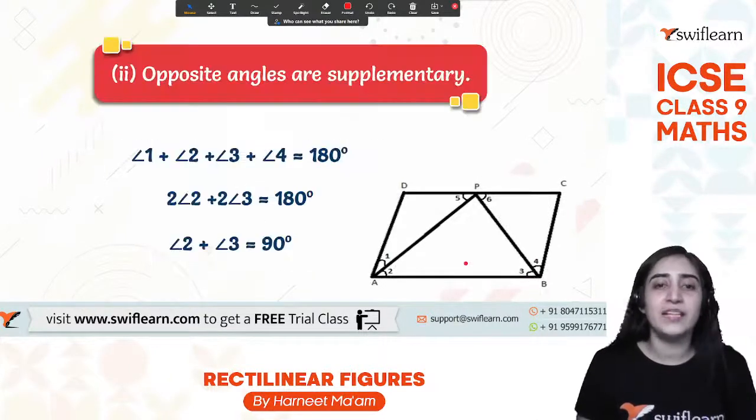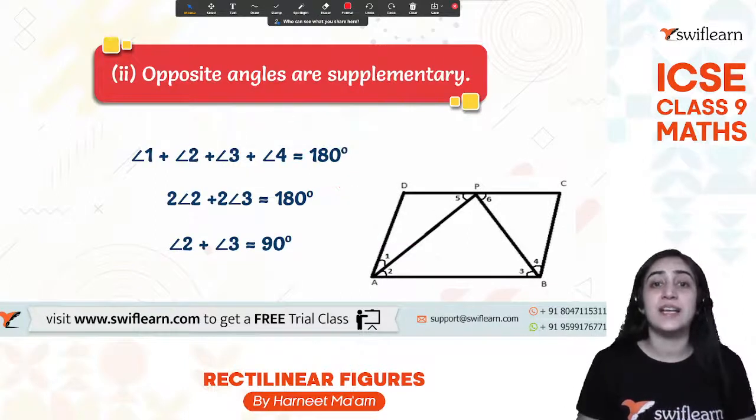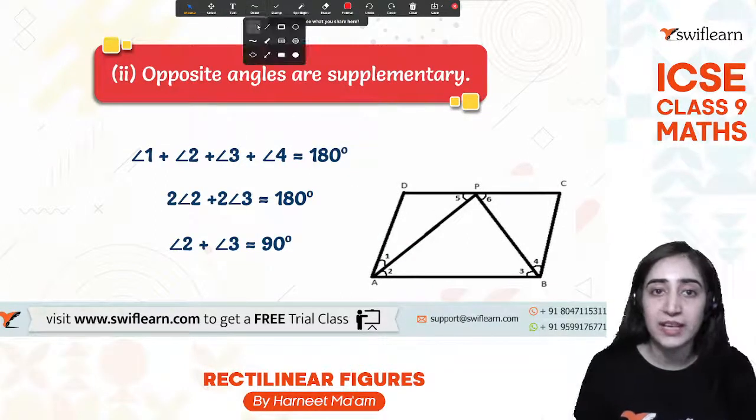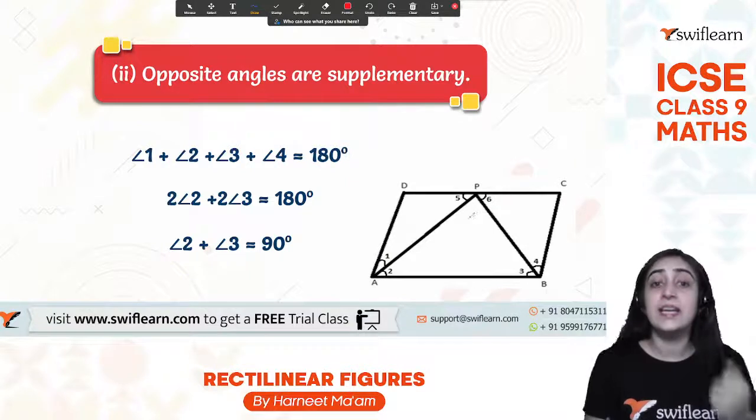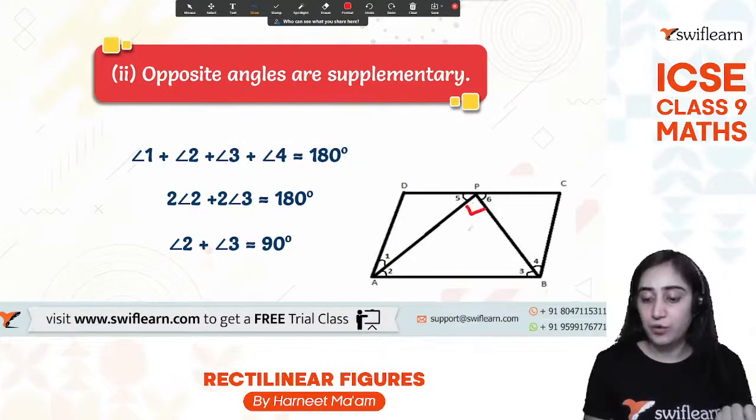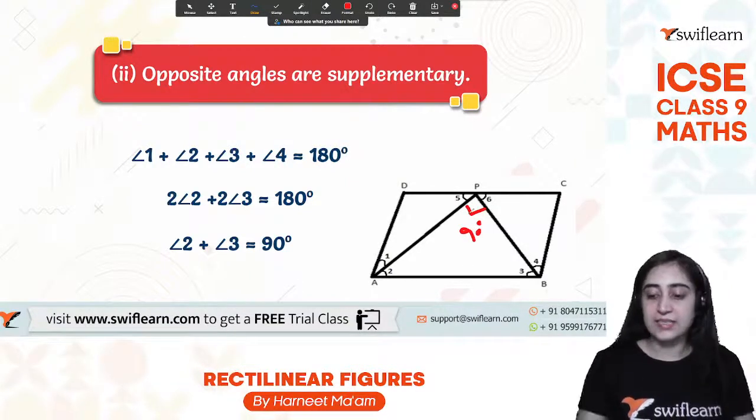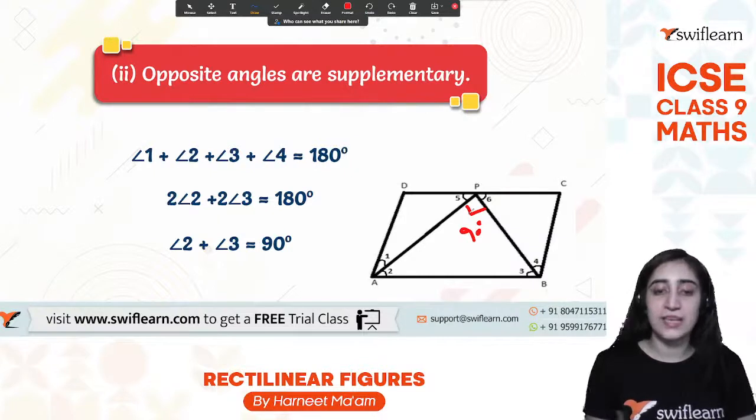Moving on to the next part, it was asking that the opposite angles are supplementary. तो मुझे ये बताना है कि ये वाला angle क्या है, 90 degree है. This is why I had to prove that this is 90 degree. Let us see how we can prove that this is 90 degree.